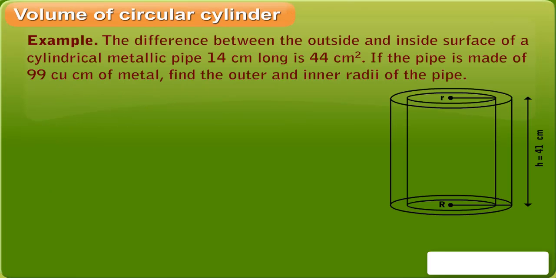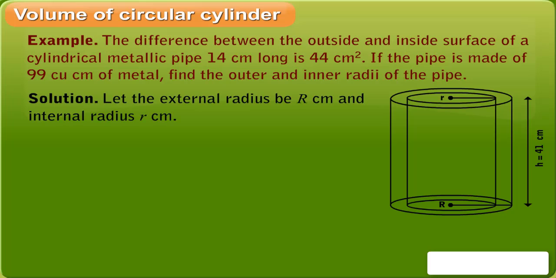Let's take the next example. The difference between the outside and inside surfaces of a cylindrical metal pipe 14 cm long is 44 cm square. If the pipe is made of 99 cubic centimeter of metal, find the outer and inner radii of the pipe. Let's solve this. Let the external radius be capital R and internal radius small r centimeter. Height h is equal to 14 centimeter.